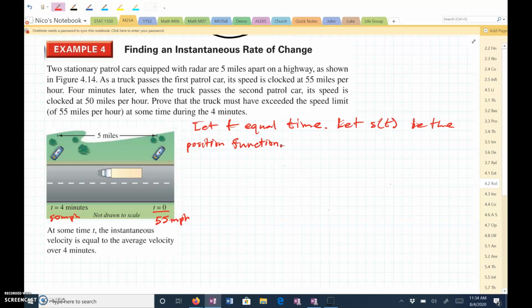So, t equals 0, it would be right here. T equals 1 minute, might be right here. T equals 2 minutes, might be right here. So on and so on. T equals 4 minutes, it's going to be right there.